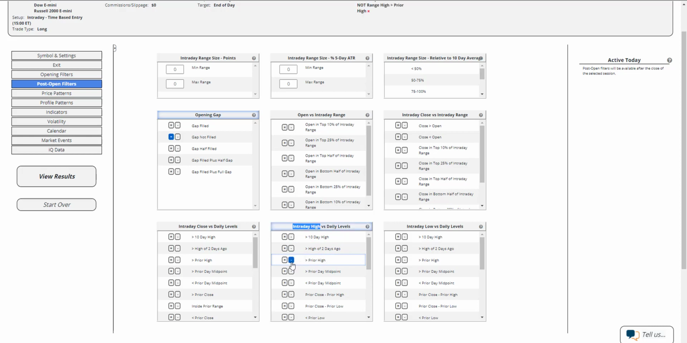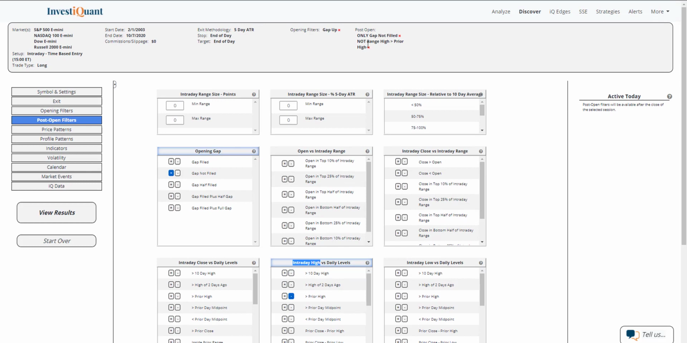So I just hit the minus sign there. That makes it a not statement. And I can do the same thing for the intraday low. And I can say today's intraday low is not less than the prior day low. If I hit minus next to that, it adds it to the test. And this forms our inside day that is taking place currently.